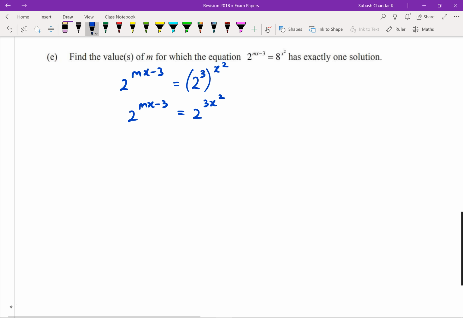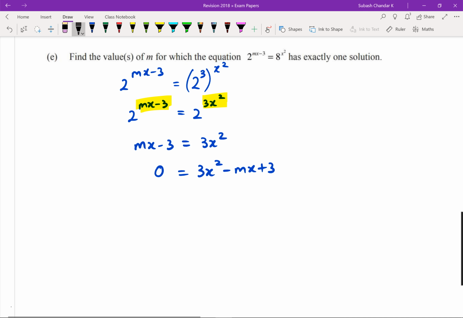Now because the two bases are the same, we can actually say the two powers must be the same. So we're going to end up with mx minus 3 equals 3x squared. And when we rearrange this, we're going to get 0 equals 3x squared minus mx plus 3. Now we've got a quadratic. But we want to know what value of m has exactly one solution.